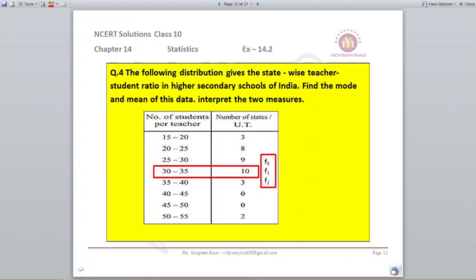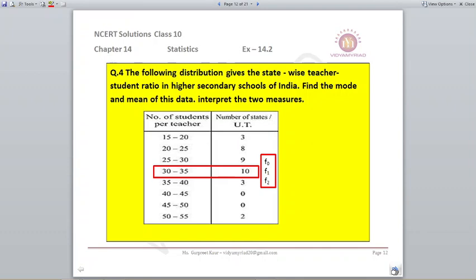Question number 4. The following distribution gives the state-wise teacher-student ratio in higher secondary schools of India. Find the mode and mean of this data. Interpret the two measures. Now how to find out the mode? We will find out the highest frequency, which is 10 over here. So the modal class becomes 30 to 35. Based on this, we can find out F0 is 9, F1 is 10 and F2 is 3.